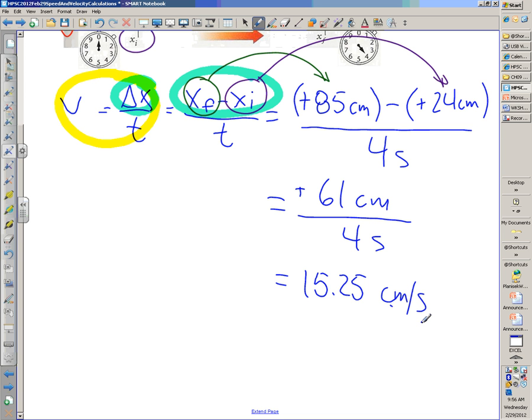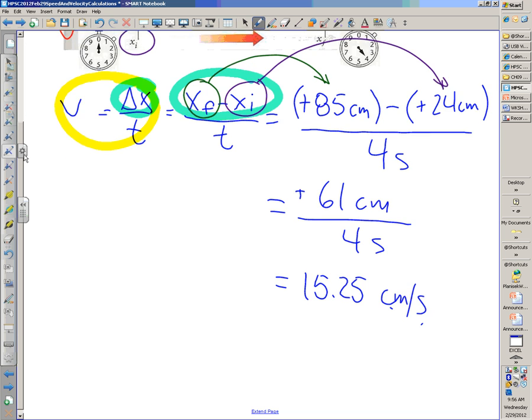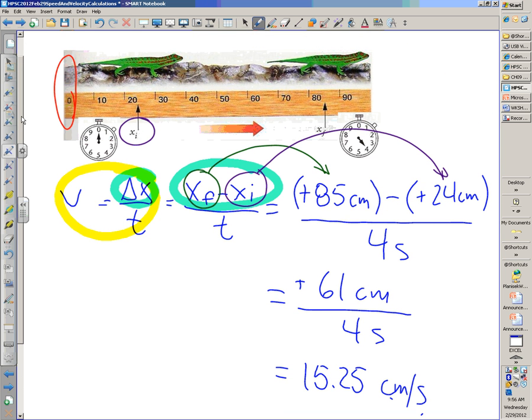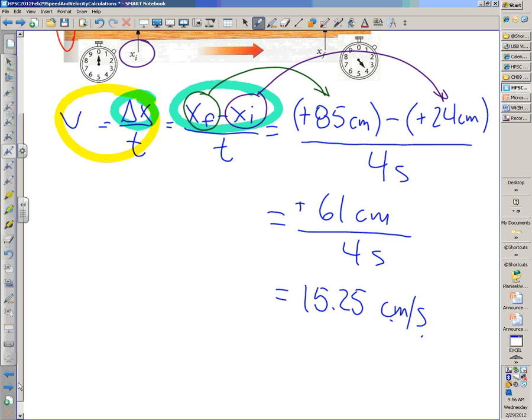Do you want us to convert to meters? Because this ruler is measured in centimeters. Not necessarily, unless I specifically ask for it. At this point in time, it really doesn't matter. That happened in one of our homework problems. Yeah. Unless it specifically asks for it, I really don't care.